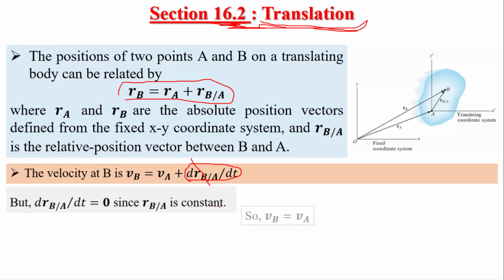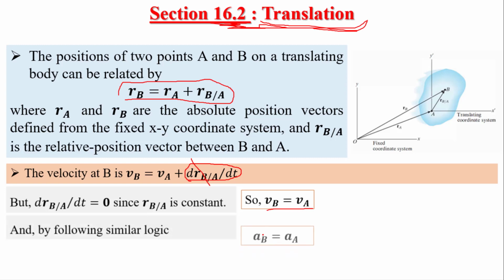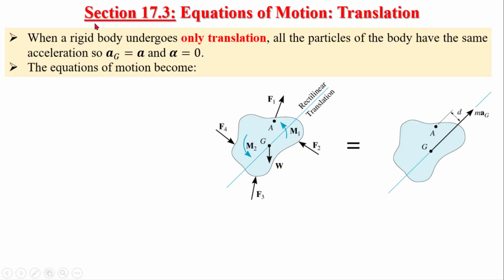So we can say that the velocity of point A equals the velocity of point A on the same rigid body, and we can say that acceleration remains constant. This comes from section 16.2. Acceleration remains constant during translation, and since we have translation, that means we have no rotation. So alpha equals 0.